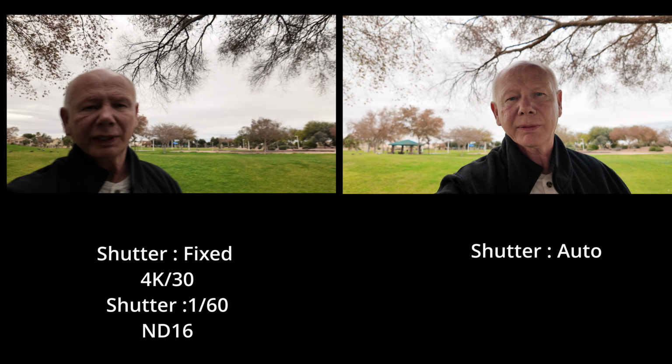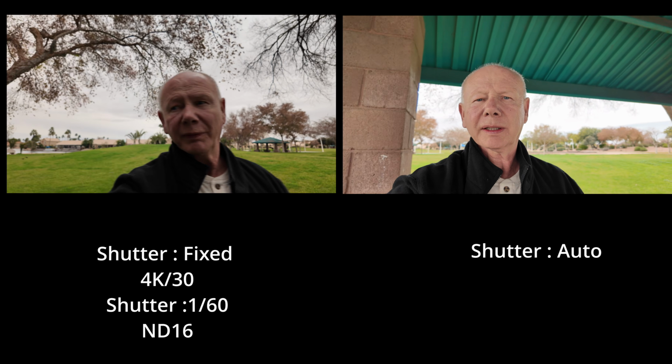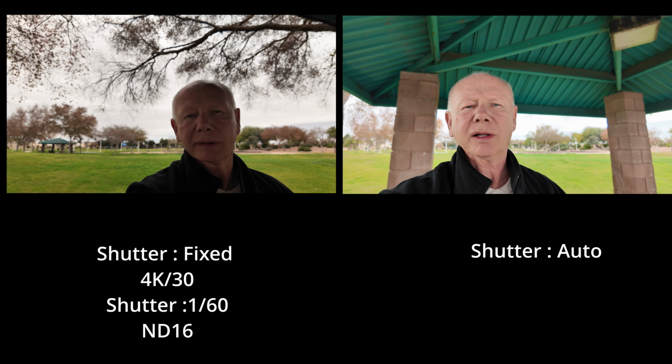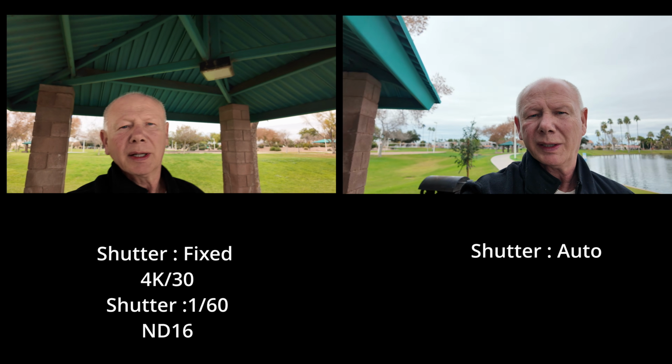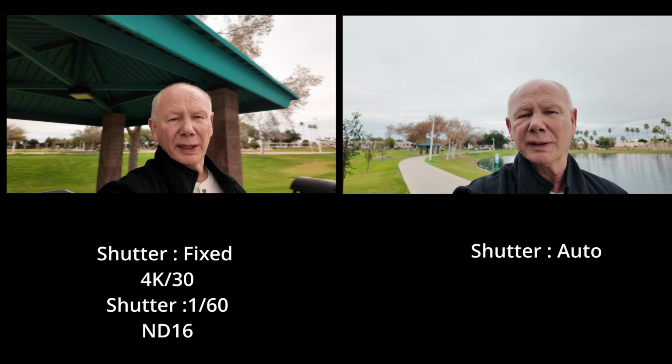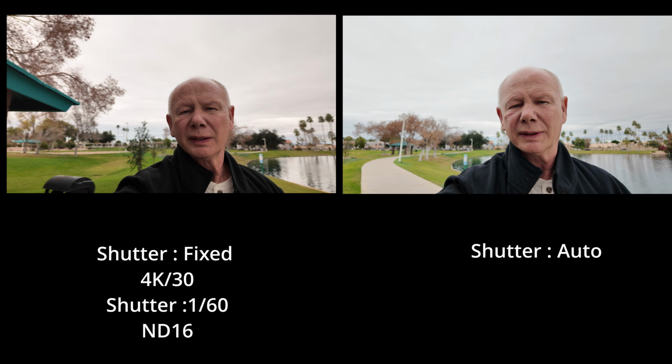Now, if you've been using auto shutter, you haven't been doing anything wrong. In fact, the camera encourages it. The Pocket 3 has good dynamic range and can usually handle changes in light when you're just walking and talking, for example. But it's designed for exposure, not cinematic motion. So if your travel footage feels off and you can't explain why, this is usually the reason.